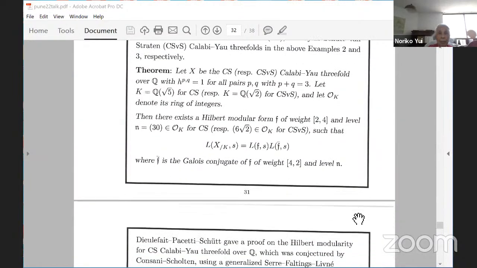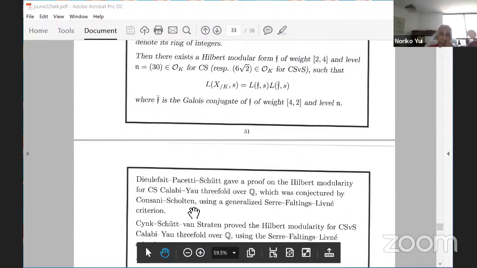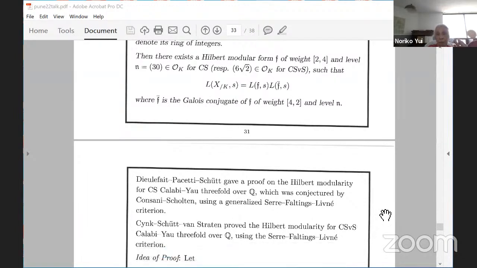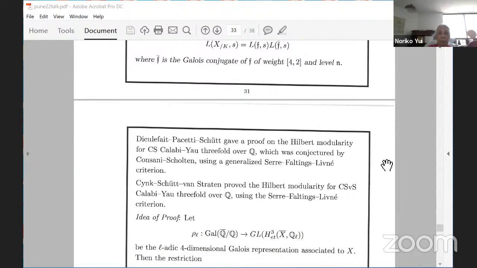So that's the Hilbert modular form. Then, to get the Hilbert modularity, you have to do a generalized Faltings-Serre criterion, matching the numbers. This was done by Dieulefait, Pasotti, and Schütt. Well, quite a long calculation.